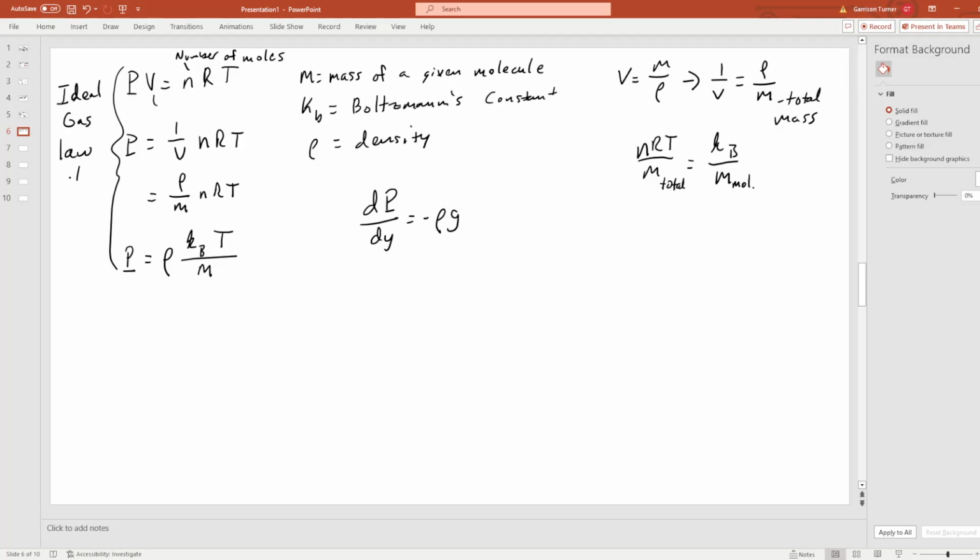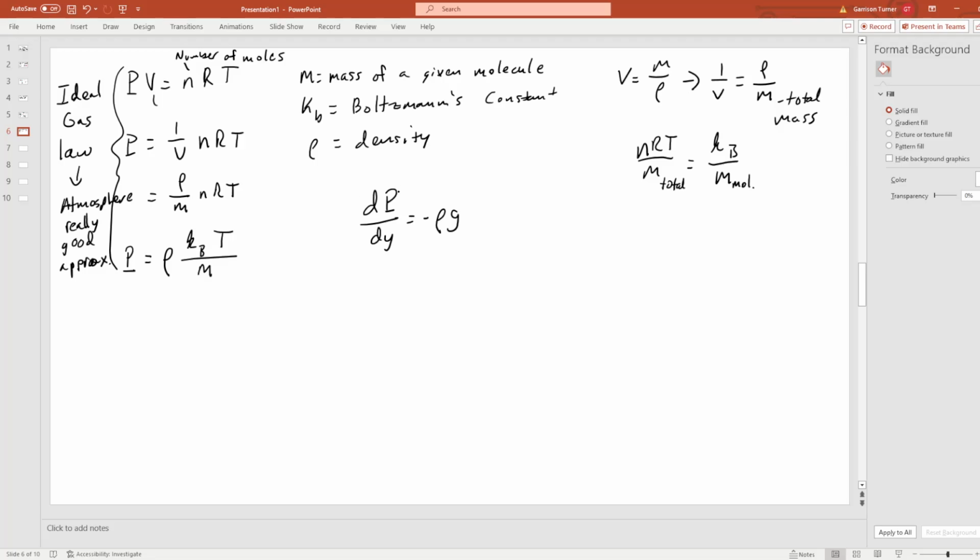And our atmosphere is a really good approximation for an ideal gas. Okay. So this is why we're using ideal gases in the first place, to talk about the atmosphere.